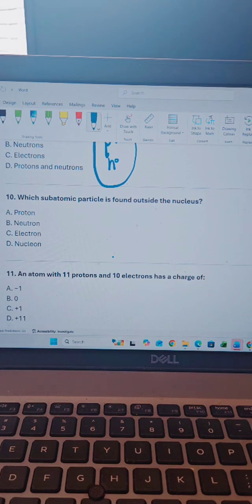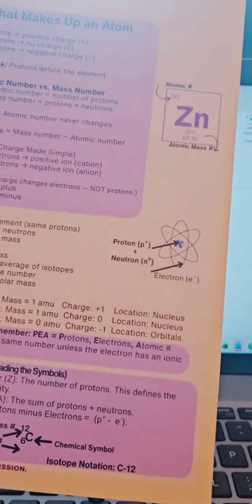So to close this out, we'll do 10 and 11. Since there are 9 people now, we're going to do 10 and 11. All right. 9, 10, 11. All right. Number 10. Which subatomic particle is found outside the nucleus? Now, I said this before. This is on my guide here.